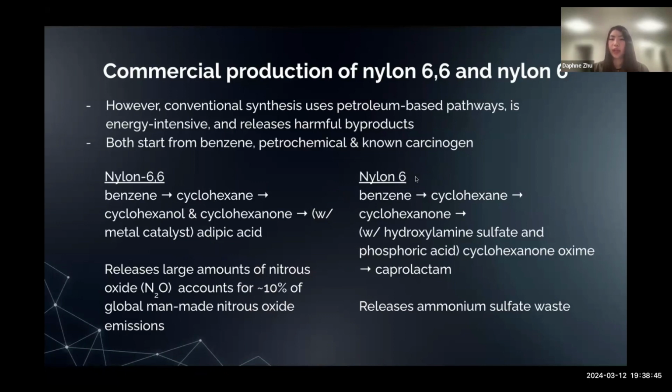And for nylon 6, benzene is converted to cyclohexane as well, and to cyclohexanone and cyclohexanone oxime, and then to caprolactam, which is the precursor to nylon 6. And this process releases ammonium sulfate waste, which is also harmful to the environment.